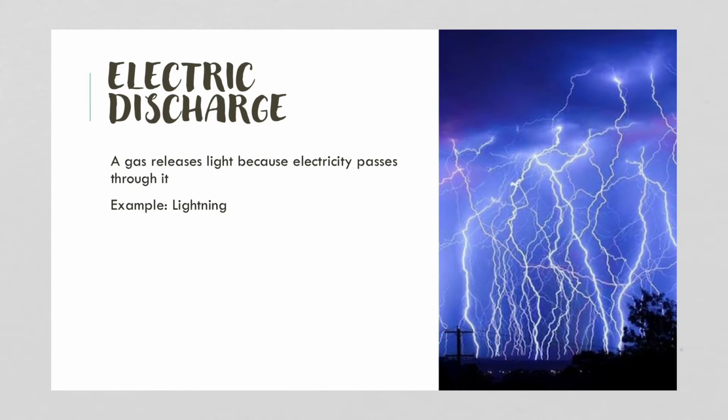Our next form of light is electric discharge, and that's when a gas releases light because electricity is passing through it. The example is lightning. When an electrical current goes through the air, the gases in the air release light because of that electricity passing through. And so then we see that visible lightning.